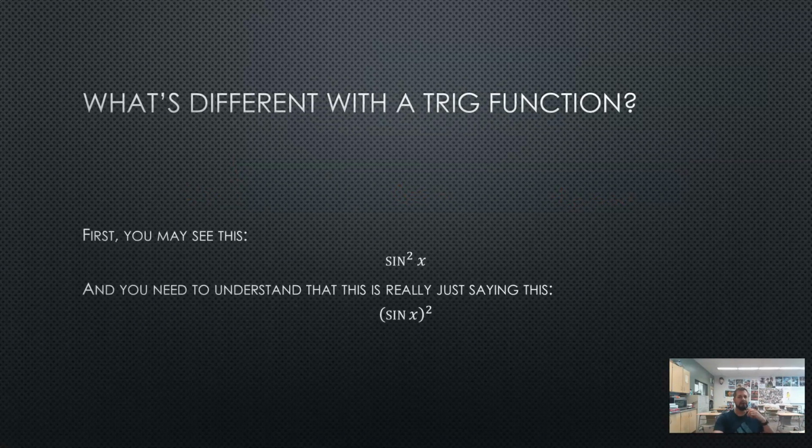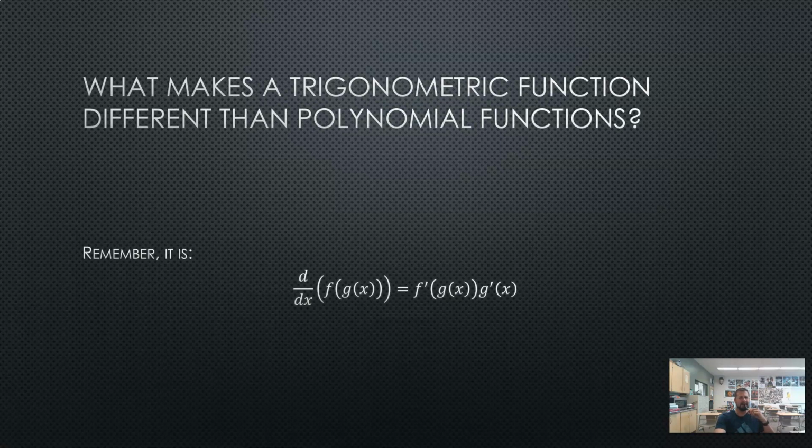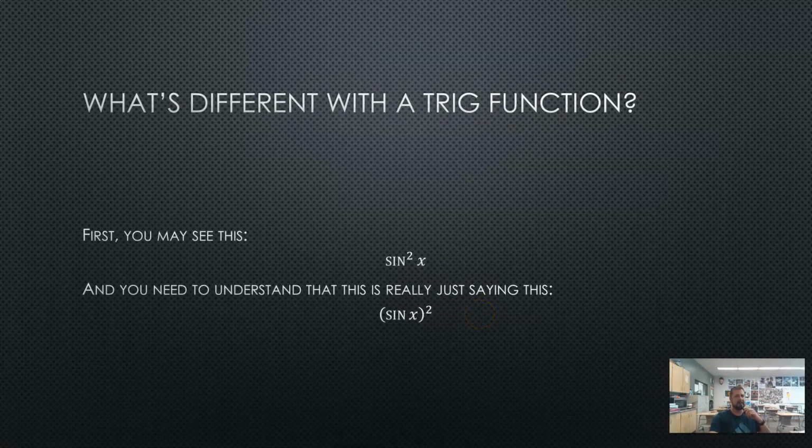Now, the other thing that I do want to talk about is that when we use the chain rule, remember, the way that the chain rule works is when we take the derivative of a composite function, we take the derivative of the outside function, and then we leave the inside function alone, then we multiply that by the derivative of the inside.